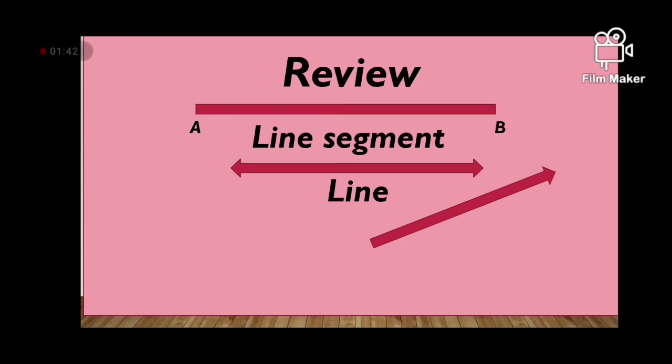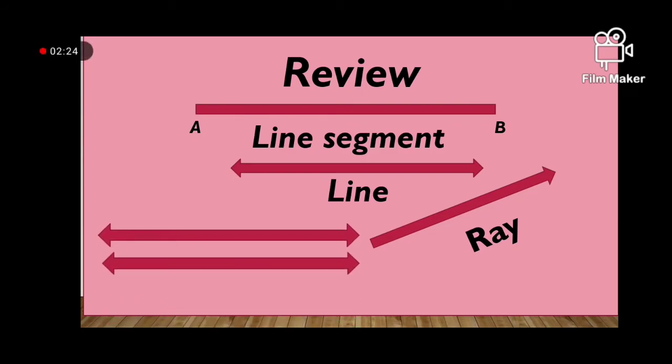What is this? Now let's revise. One end has an arrowhead and there is no arrowhead on the other end. It means it has one endpoint. It can go on and on only in one direction. So which type of line goes on and on only in one direction? That is a ray.